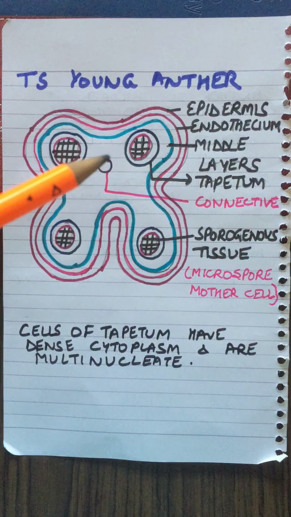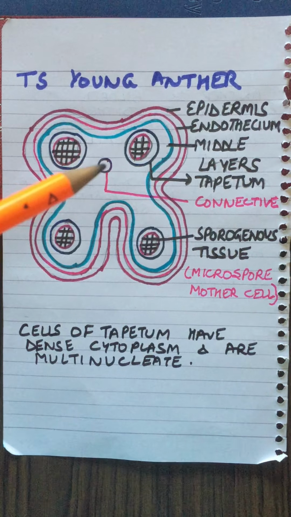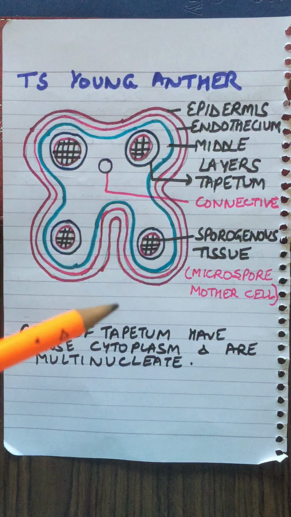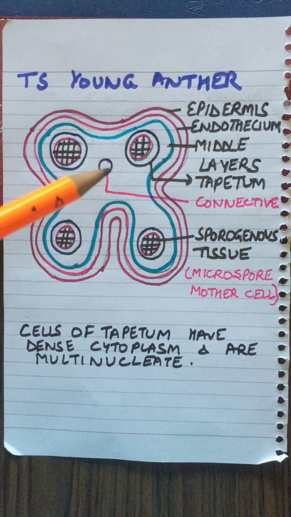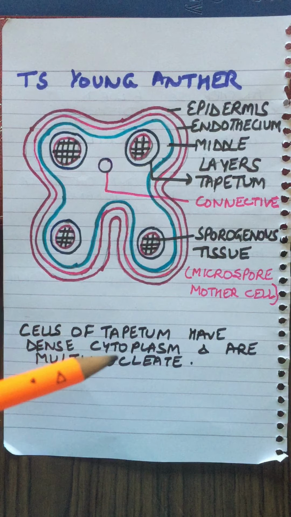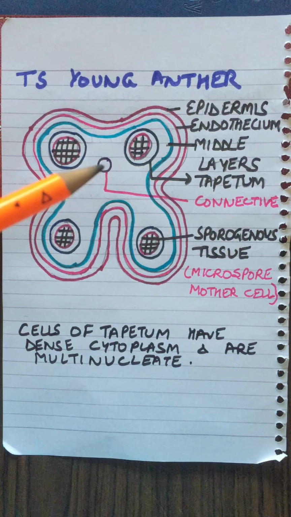Then you can see in the transverse section there is connective tissue. It is the tissue where the filament is attached to the anther lobes. So connective tissue is the position where the filament is attached to the anther lobes.